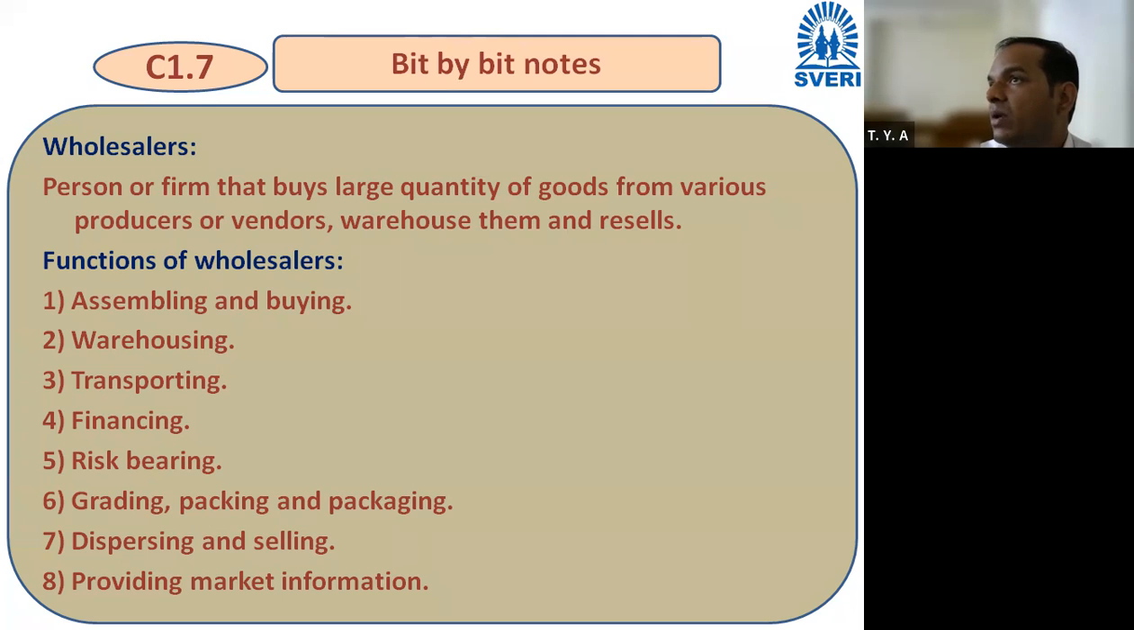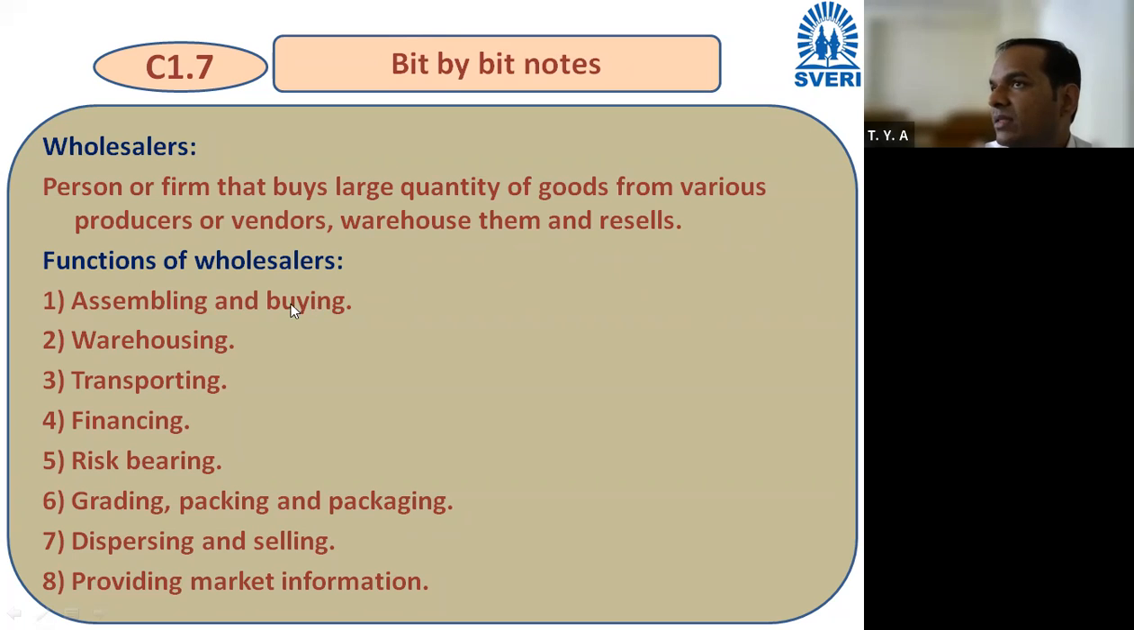So person or firm that buys large quantity, it is very very important. लार्ज क्वांटिटी, छोट्यामध्ये घेतोय, किरकोळमध्ये रिटेलर सारखं नाहीये. So they buy product in a large quantity from various producers and vendors. प्रत्येक व्यक्ती मोठ्या मोठ्या ऑर्गनायझेशन कडून ते घेतात and they warehouse them. Warehouse them means what? They make storage of it and resell. Resell means कुणाला resell करतो, ज्याला पाहिजे त्याला. Obviously most of the time retailers, even though end users also. So what is the function? One by one we'll see.